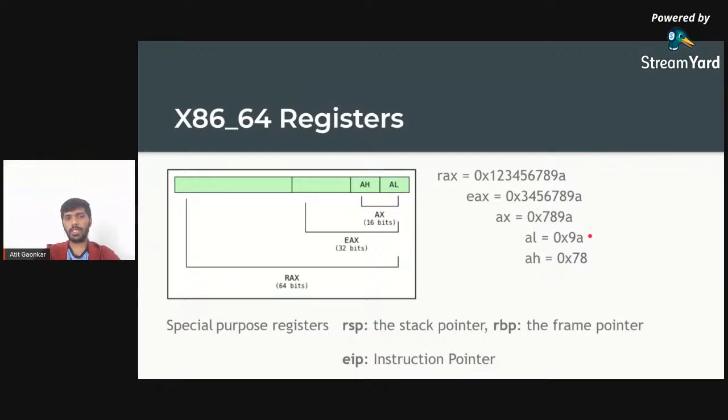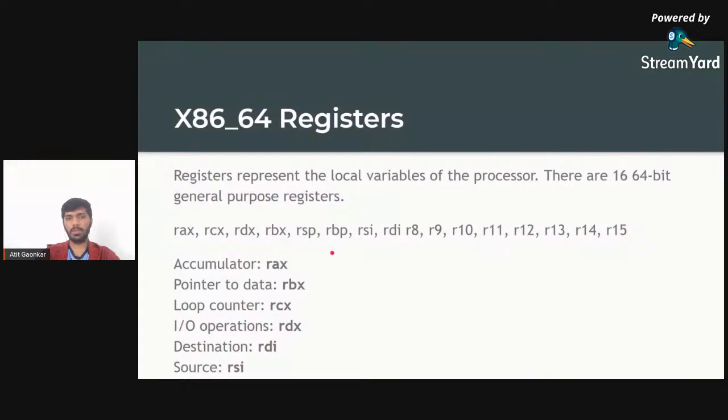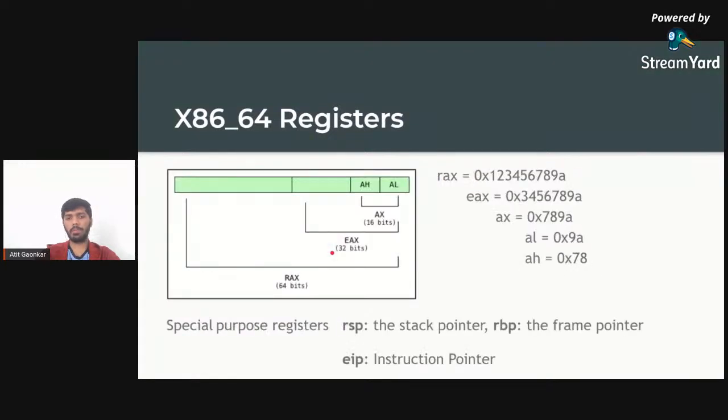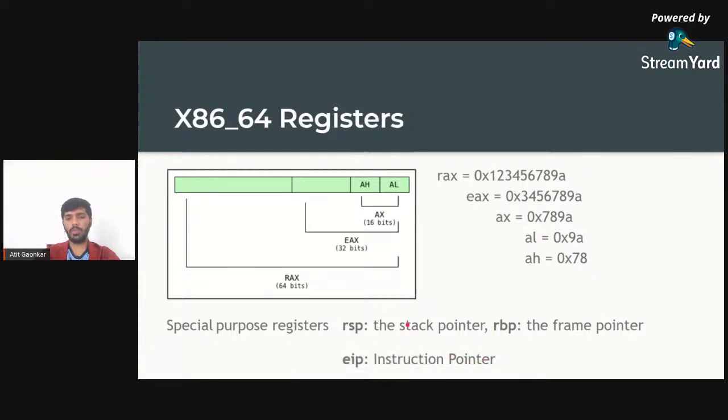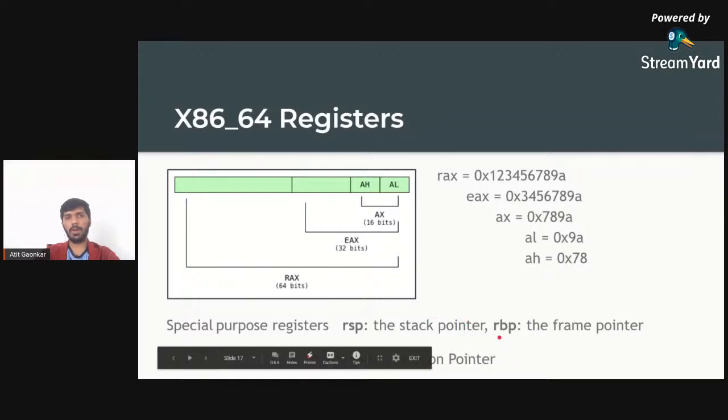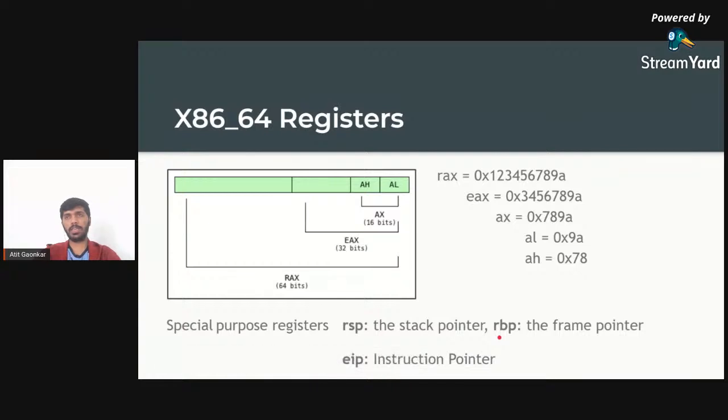Along with the previous 16-bit general purpose registers, we have some special purpose registers called RSP, which is the stack pointer, RBP, which is the frame pointer or the base pointer, and EIP, called the instruction pointer. The stack pointer is the one which contains the current place where you can put a value into the stack. Now, RBP is a pointer which contains data.